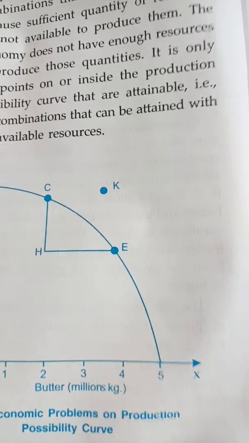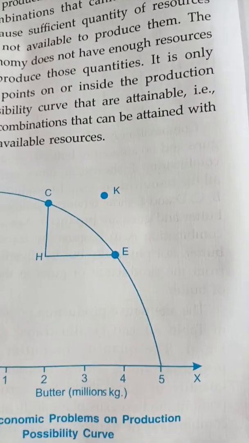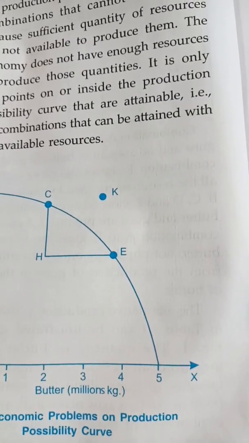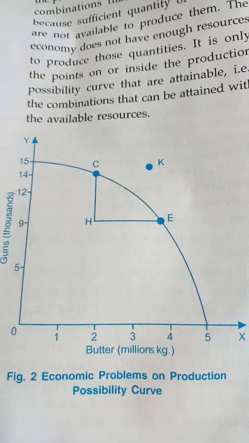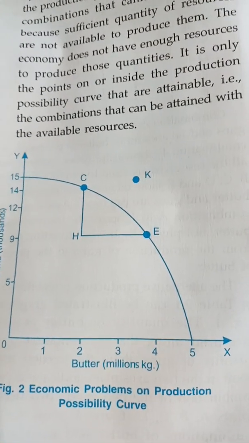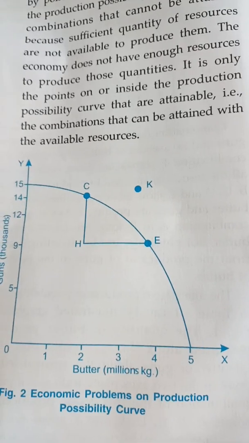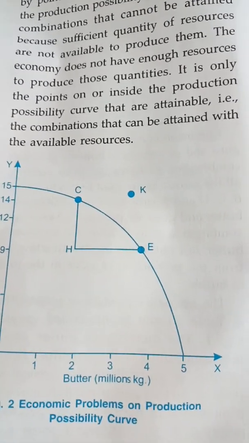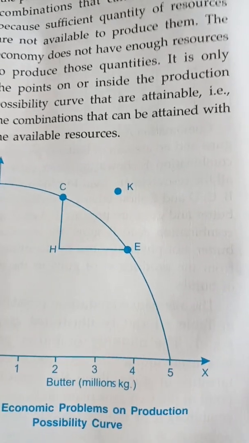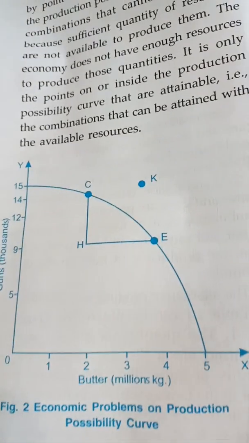Scarcity, that is, resources in the economy are scarce. There's a shortage of resources. That is why the point K is beyond the limit of the resources. As it is beyond the limit, the economy cannot attain that combination. Okay. Second problem.